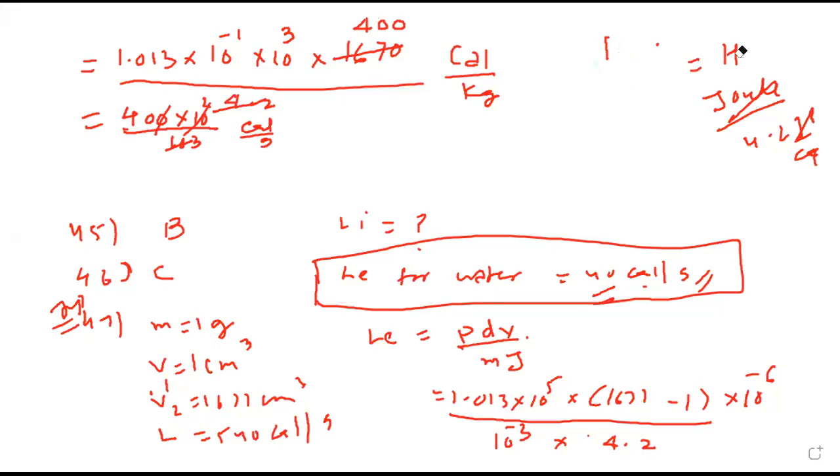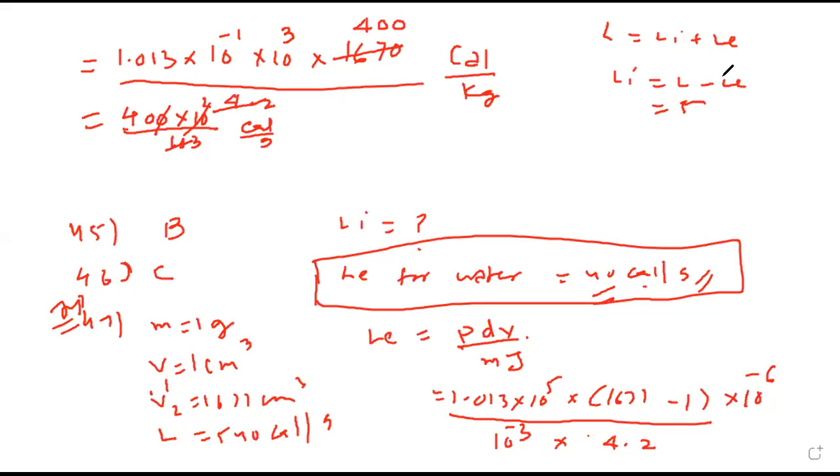Yes. And what is total latent heat for vaporization? 540. So since L is Li plus Le, so Li will be L minus Le, which is 540 minus 40 equals to 500. This is the answer. But as I said, if it is given for steam 1 gram, I will never do that calculation because this value I have retained in my mind. Complete now. 47th.